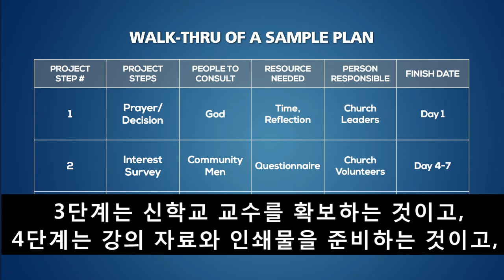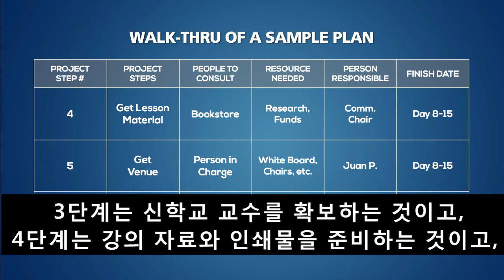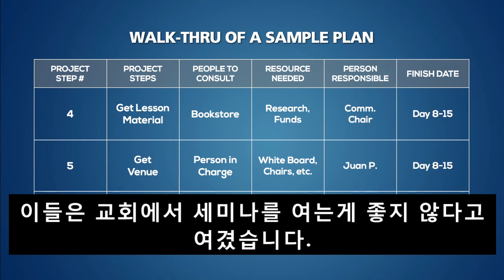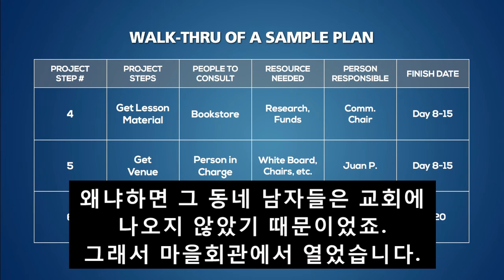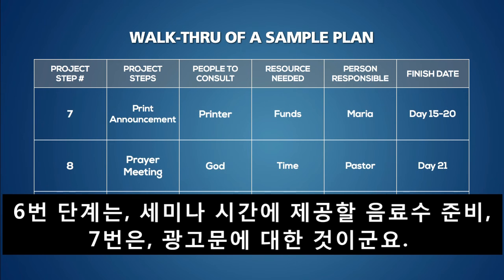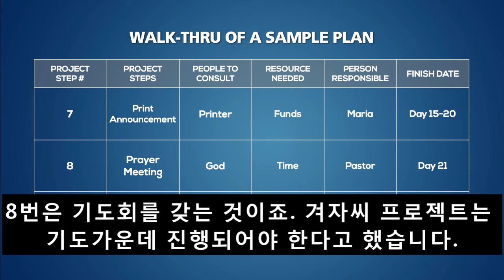Step 3, to get a seminar teacher. 4, to get lesson material, printouts, handouts that they could use. 5, to get a venue, decide where to have it. They felt it wouldn't be good to do it in the church because men in that community didn't come to church, so they held it in a community hall. Number 6, to arrange for refreshments in the seminar. Number 7, print announcements. Number 8, have a prayer meeting.